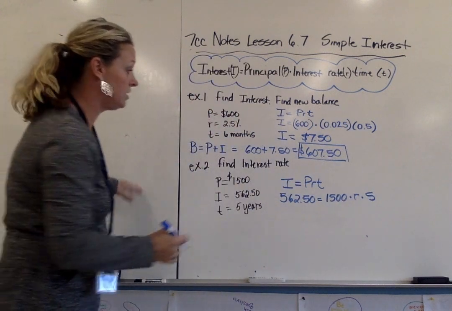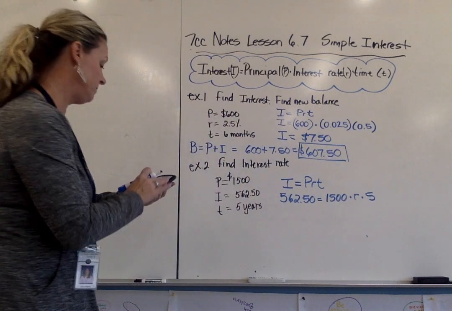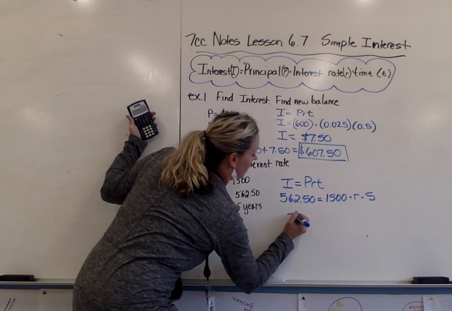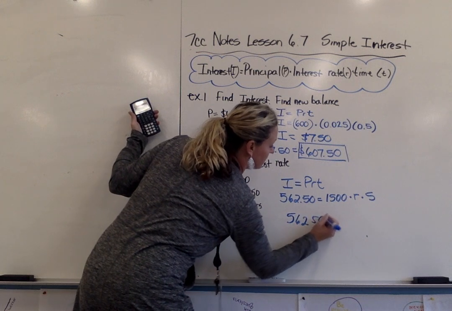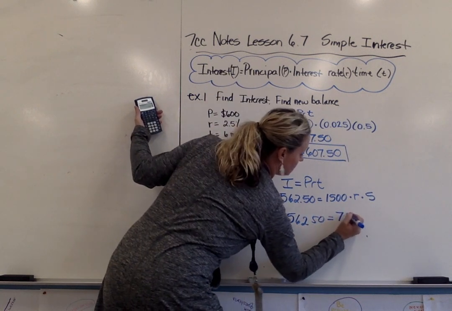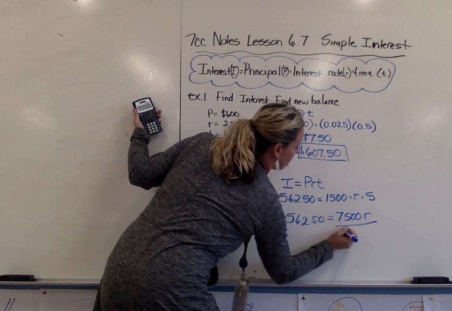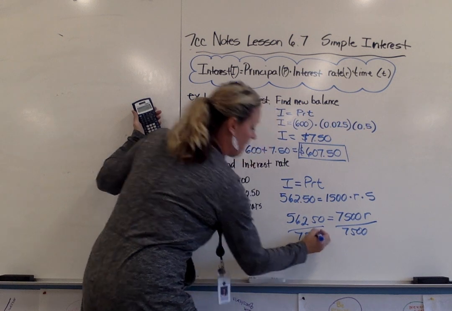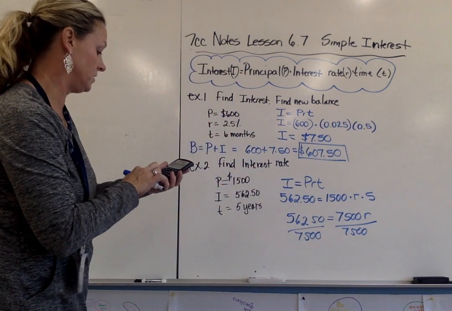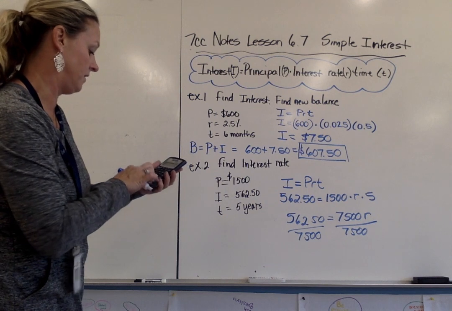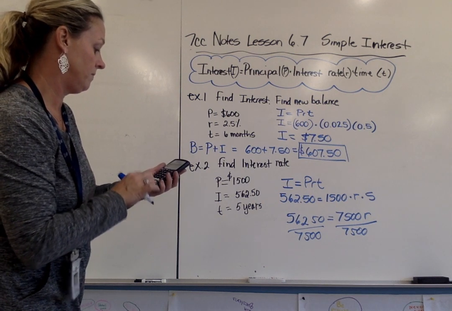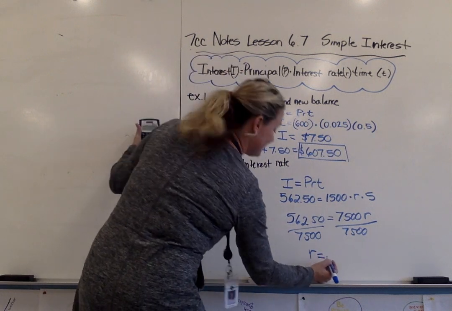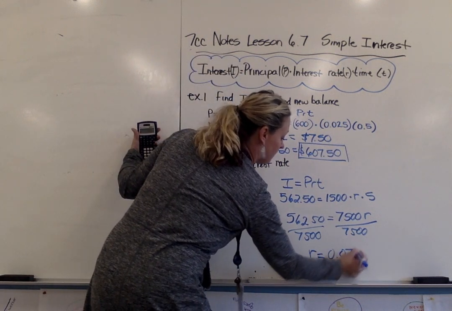This is a one-step equation in which I'm going to combine like terms. I'm going to multiply 1,500 times 5. So I now have $562.50 is equal to 7,500 R. I'm going to divide both sides by 7,500. So now I have 562.5 divided by 7,500. That's more money than we're used to getting for those interest rates now. So the interest rate is 0.075.